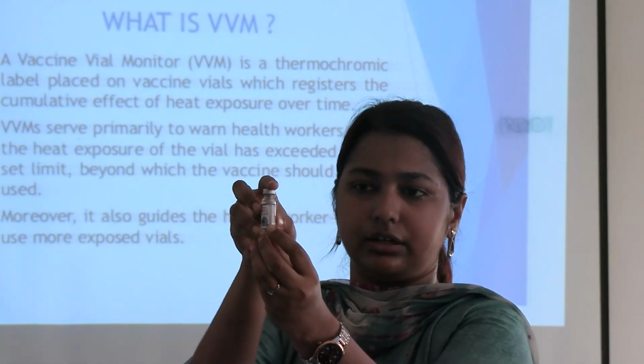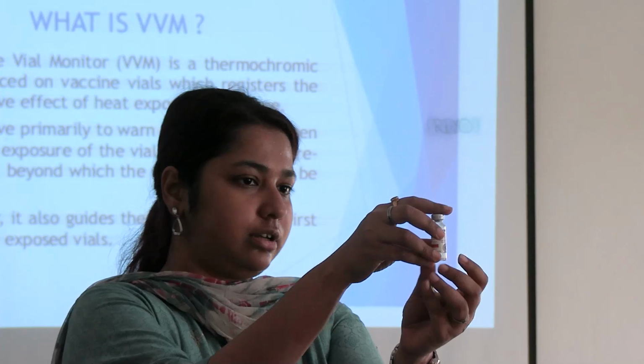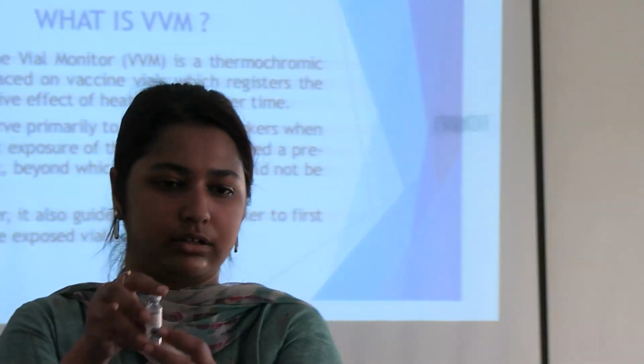Firstly we have to understand whether the vaccine has been heat damaged or not. For that we use the vaccine vial monitor. It looks like this: an outer circle and an inner square. Most vaccines have one attached to record the heat damage.